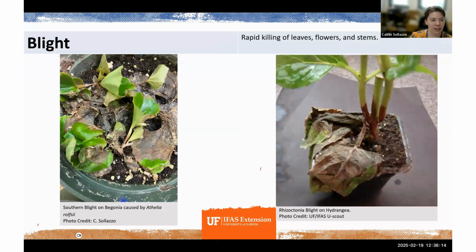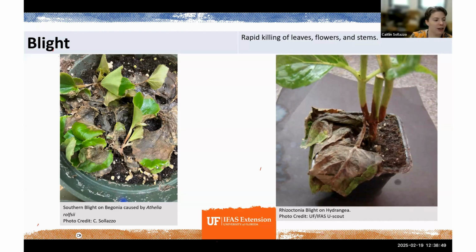And then blight. Blight can be a little subjective, and a lot of times it's referred to as something that happens really fast. This can be something like, as we discussed, the hemibiotrophs, where they have a biotrophic stage, so they're feeding on the living material, and then they switch to a necrotrophic phase. Once they switch to that necrotrophic phase, they just rapidly kill the plant. This can be described as a blight. So this tends to be pretty fast. It's rapid killing of leaves, flowers, stems, or just any part of the plant, really.